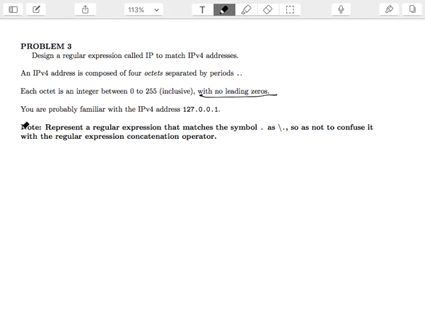Okay, so you're probably familiar with the IPv4 address 127.0.0.1. Are you familiar with that? Yeah. No place like home. Very good. Fun fact, it's the entire 127 subnet, so anything that starts with a 127 also goes to your localhost. Neither here nor there, but interesting fact.